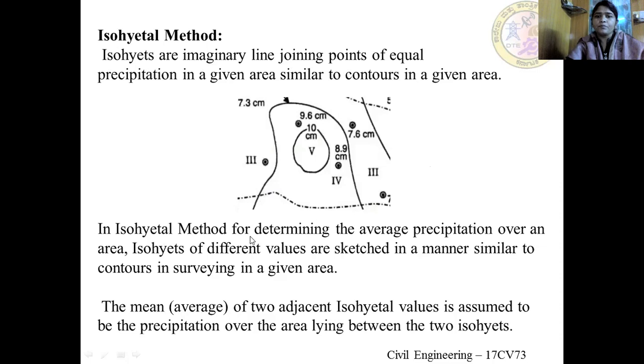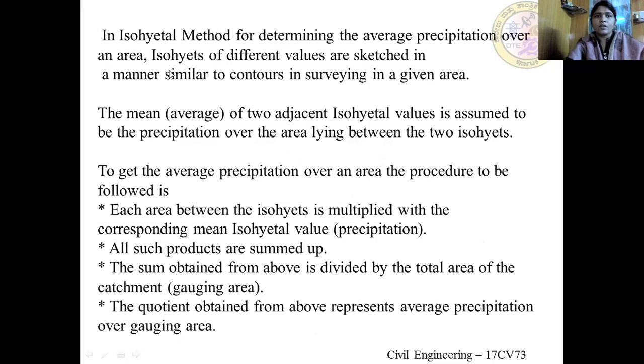In the isoheightal method for determining the average precipitation of an area, isoheights of different values are sketched in a manner similar to the contours in surveying in a given area. The mean of two adjacent isoheightal values is assumed to be the precipitation of the area lying between two isoheights. So to get the average precipitation of an area, the procedure to be followed is that each area between the isoheights is multiplied with the corresponding mean isoheightal value.